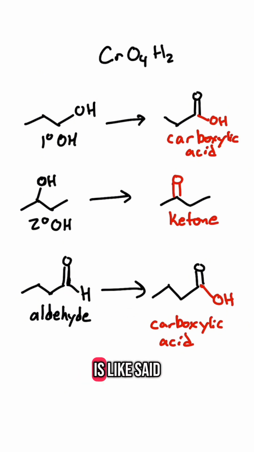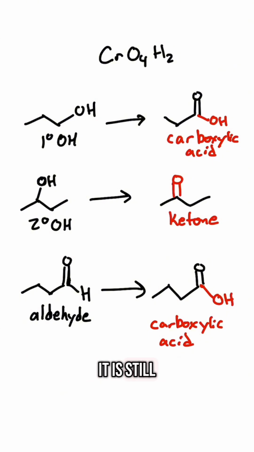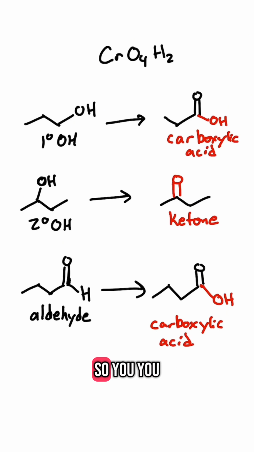So chromic acid is, like I said, a very strong oxidant. It's super corrosive, super carcinogenic, so it's not really used anymore except maybe in research laboratories. However, it is still taught because it is an important reaction and it teaches a concept of reactive selectivity. So like with the primary alcohol, you have to know that it's going to over-oxidize that to your carboxylic acid. You can't stop it at an aldehyde. So you would need to use something else.